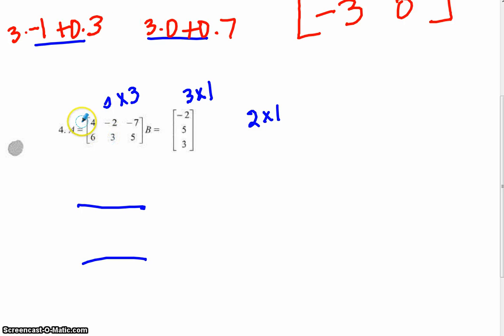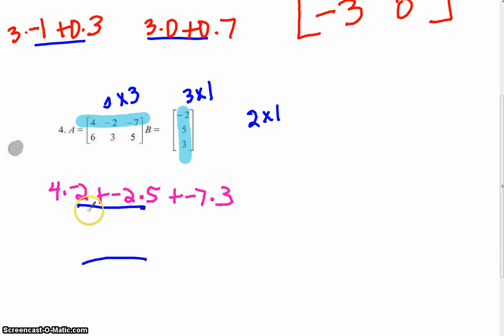So you're going to start by saying row 1 times column 1. And so you're going to say 4 times negative 2 plus negative 2 times 5 plus negative 7 times 3. It's okay to have 3 groups there. And then you do row 2 times column 1. So 6 times negative 2 plus 3 times 5 plus 5 times 3.